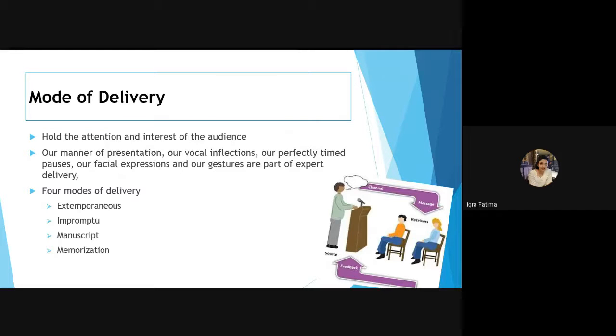But before moving to the delivery part, you should have a fair idea about the different modes of delivery. Here you can see that we have four modes of delivery. First is extemporaneous, second is impromptu, third is manuscript, and fourth is memorization. As a presenter, in any presentation and any context, you have to opt for one. Sometimes this depends upon you, and sometimes it depends upon the situation as well. I am going to tell you what these four modes are, and then we will discuss which type of delivery you will follow in your coming presentation.